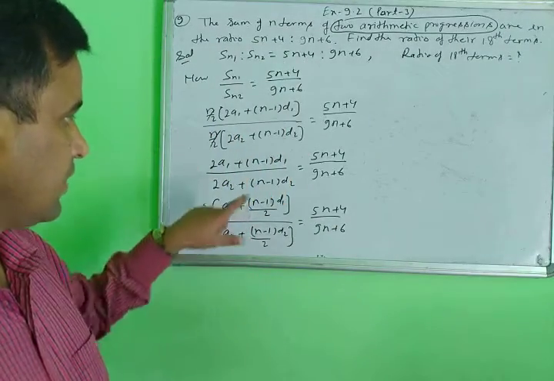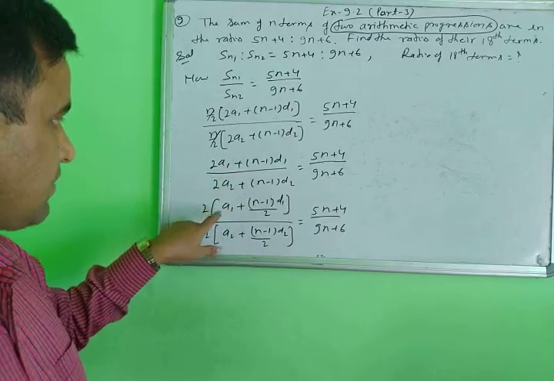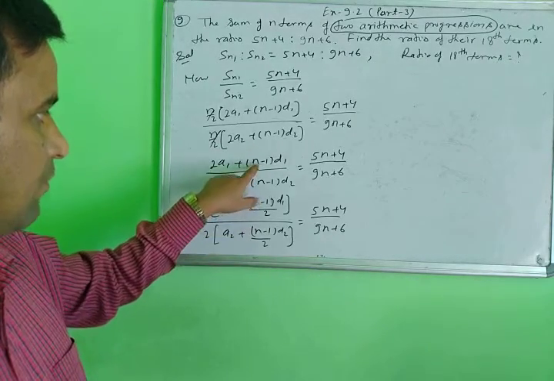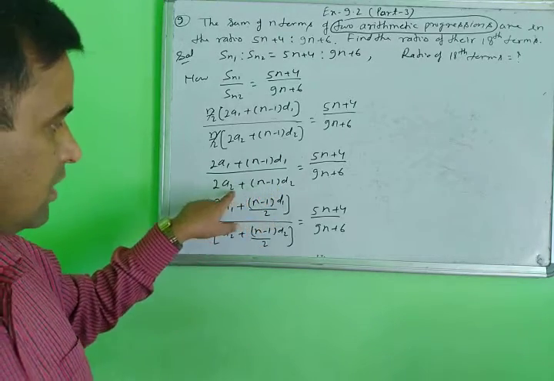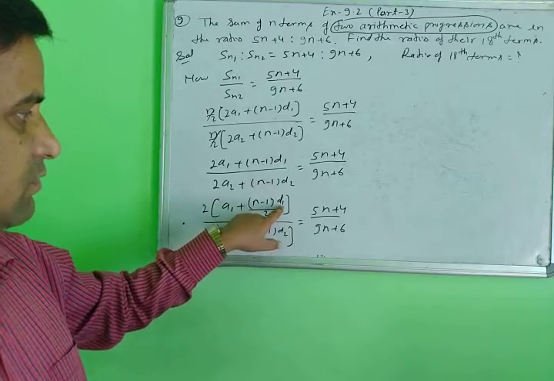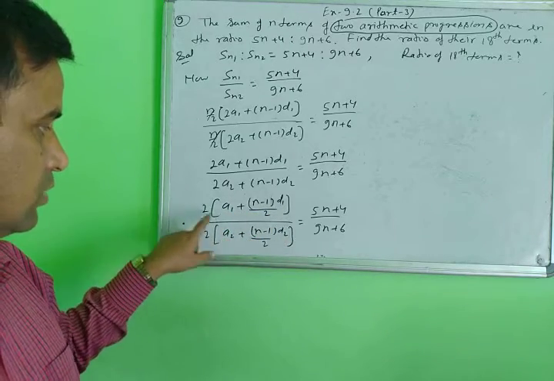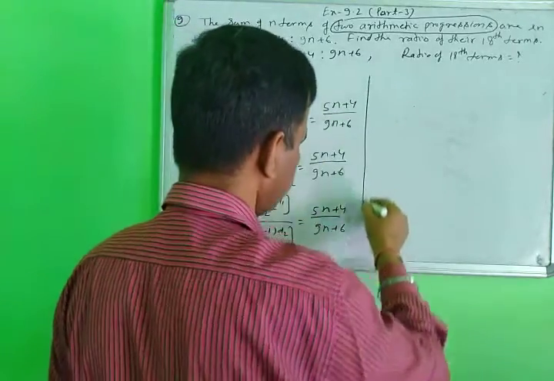Now look here, in the first AP you are taking 2 common. What is left is A1 plus n minus 1 upon 2 D1. Similarly, taking 2 common in the second, what is left is A2 plus n minus 1 upon 2 D2. This is D1, this is D2, this is A1, this is A2. This A1 will be cancelled here. So what is left here?